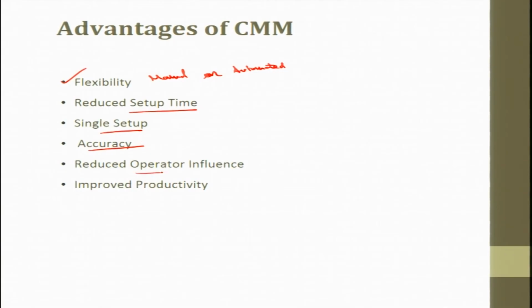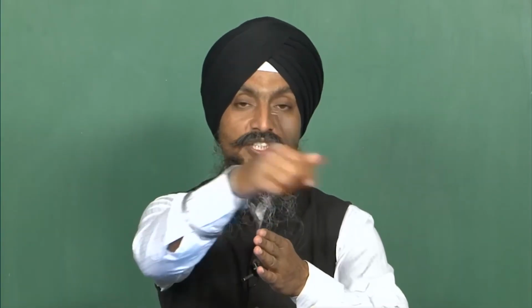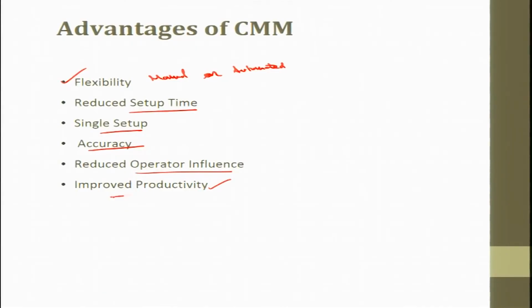Reduced operator influence is there because the operator is not actually touching the workpiece or making the probe move; it is moving by itself, he is just controlling the joystick. Once he defines the coordinates, the origin, and the plane, and the plane is defined by our probe, it has fixed that reference plane. If we do not change anything in the setup, it will measure everything accurately. So operator influence is very less. And productivity improves because we have reduced setup time; these are interrelated.